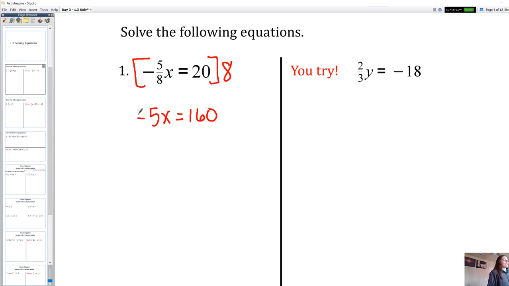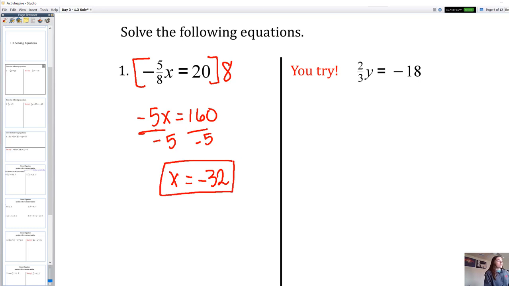Now we need to get rid of this negative 5. Since we're currently multiplying by negative 5, to undo that, we're going to divide by negative 5 from both sides. And we get x is equal to negative 32. Now that x is all by itself, there's nothing more that we need to do, so we are done with this problem. Now you'll notice on the right-hand side here I have these problems that say, you try. I'm not going to go through and work all of these problems, but I will put the answers in the description box of this video if you'd like to see if you can get that right.